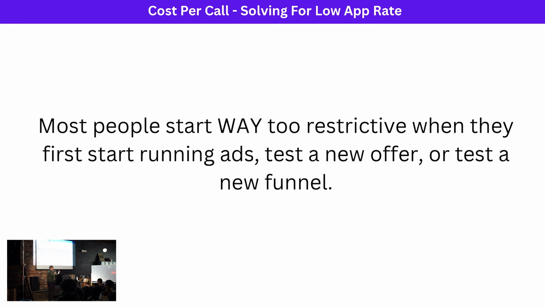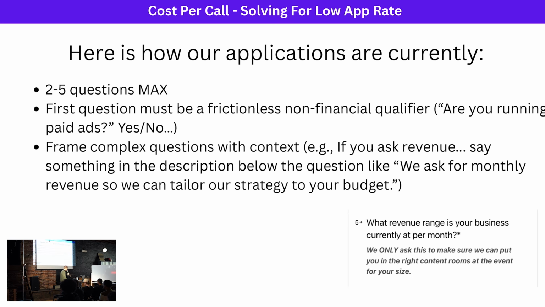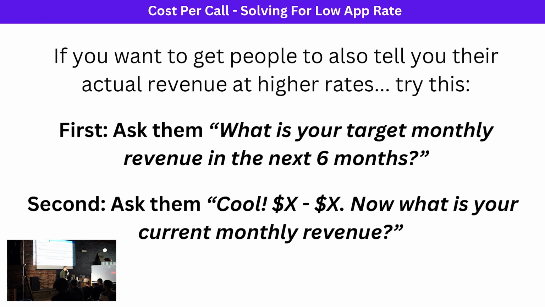But most people start way too restrictive when they first start running ads, test a new funnel or new offer. They'll have like 7 questions and they're all hard to answer. Don't want that. So you can take a quick picture of that. This is how our application looks right now. Pretty straightforward. 2 to 5 questions max. First one's frictionless, and then we like to frame complex questions with context. So we ask revenue, or put in the description why we're asking revenue in the first place.